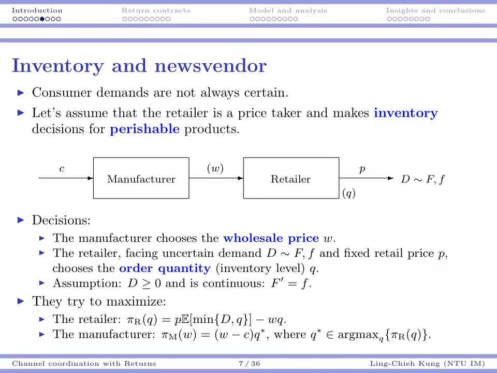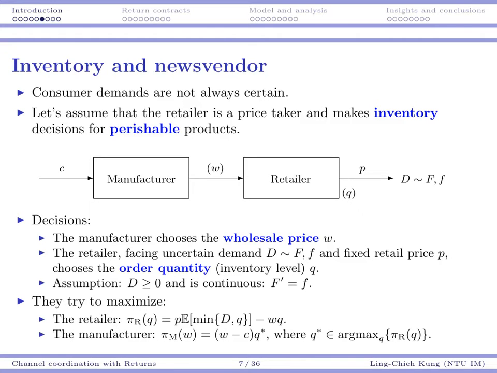And then the retailer, based on the wholesale price and the downstream demand, must decide the order quantity. So this retailer is just a newsvendor. And then each of them will try to maximize their expected profit. For the retailer, the expected profit is this one: the retail price, which is a constant, times the expected sales, and then minus the wholesale price times the order quantity.